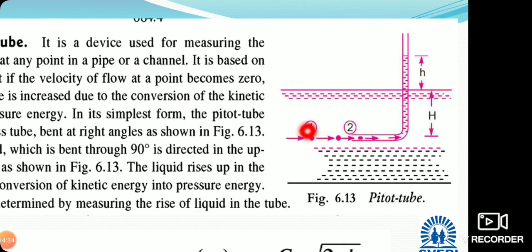So at section 1 the available pressure head is equal to capital H, but at section 2 the head will directly increase because of the increase in velocity. This is called the dynamic pressure head. Small h is the dynamic pressure head, and it is nothing but whatever velocity is increasing at section 2, due to which V2 square upon 2g is equal to small h, and if we calculate this h, then we can calculate the velocity at section 1.